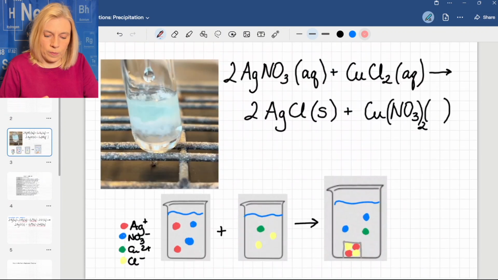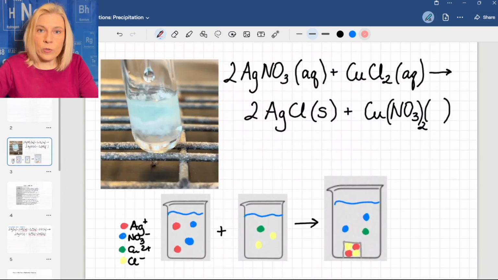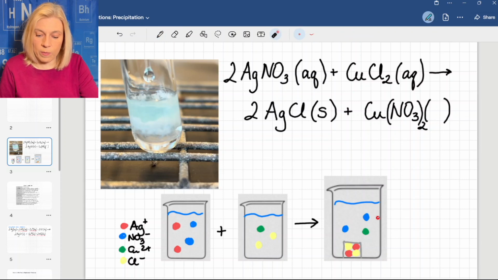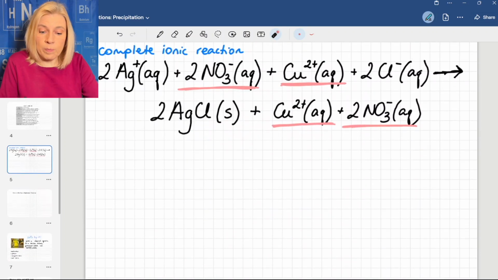Let's look at the picture. My blue spheres were swimming by themselves in the first beaker, before the reaction. Right here, the blue spheres are swimming by themselves. And after the reaction, they are still swimming by themselves. It's like nothing happened. And the green sphere, the copper ion, was swimming by itself before the reaction. And right here, after the reaction, it's also swimming by itself. It's as if nothing happened. So they were there. They watched the reaction happen. We call these spectator ions.